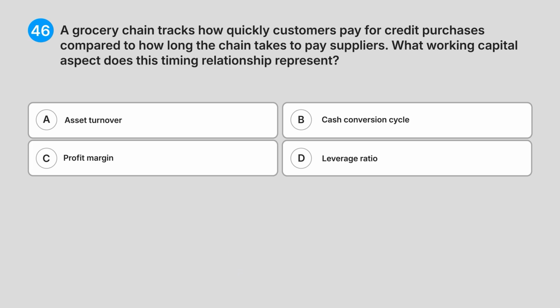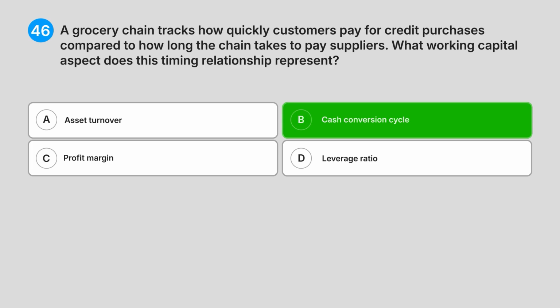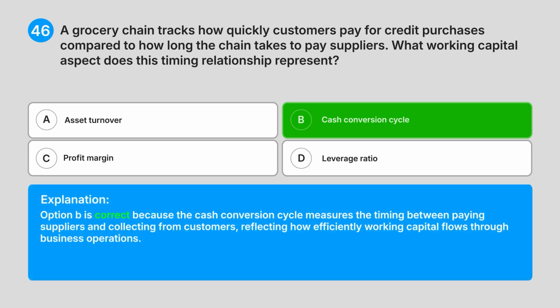Correct answer, B. Cash conversion cycle. Explanation: option B is correct because the cash conversion cycle measures the timing between paying suppliers and collecting from customers, reflecting how efficiently working capital flows through business operations.